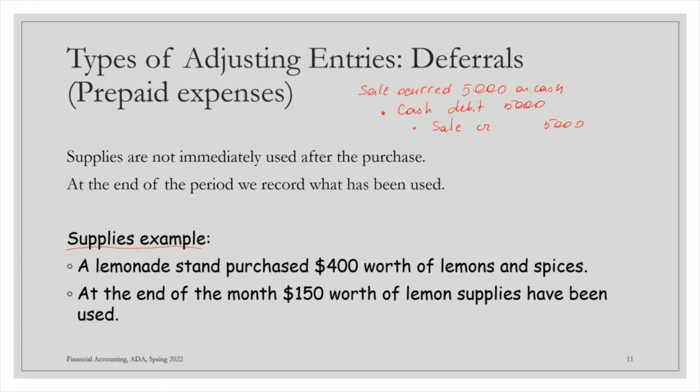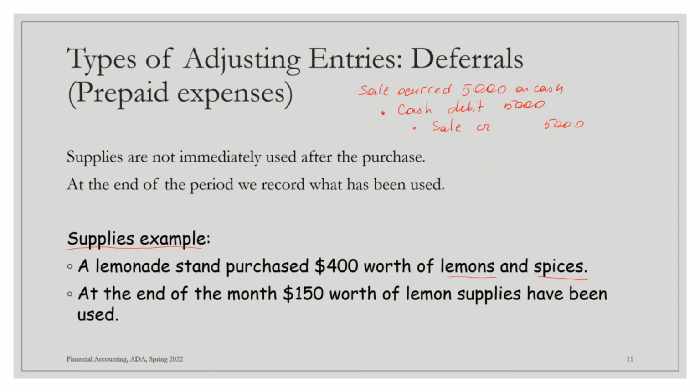Now, for example, a lemonade stand purchased $400 worth of lemons and spices, and these become our supplies. Eventually we don't sell the lemons and spices, we provide the service in the form of lemonade. So we basically use these lemons and spices and then prepare those lemonades.